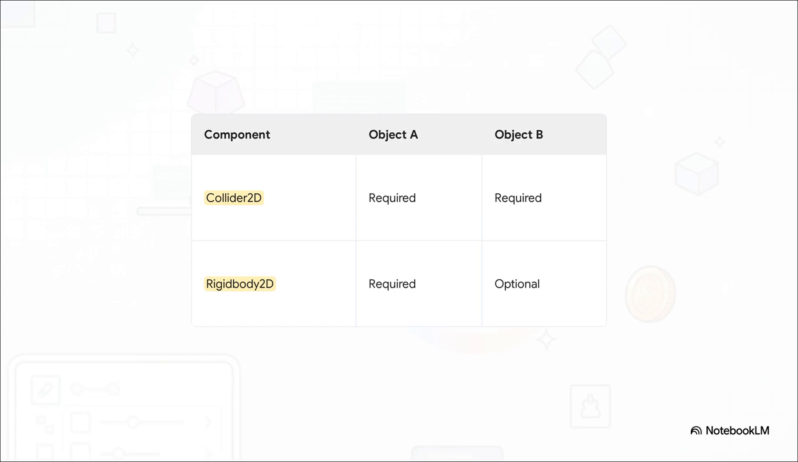Rule number 1, both objects that are colliding must have a Collider 2D component. This just makes sense, right? The collider defines the object's physical shape. If you don't have a shape, you can't collide.